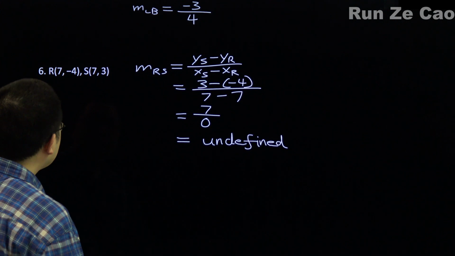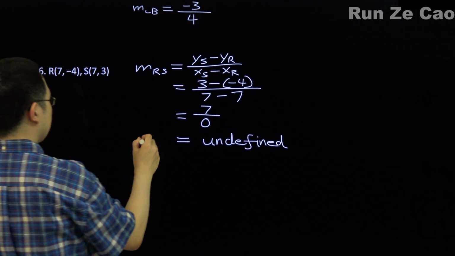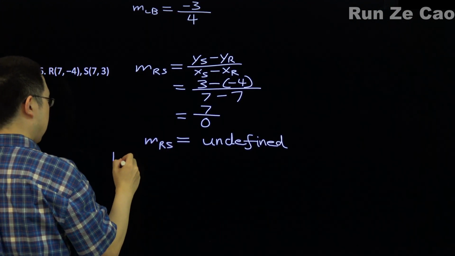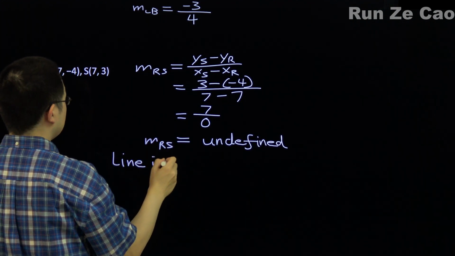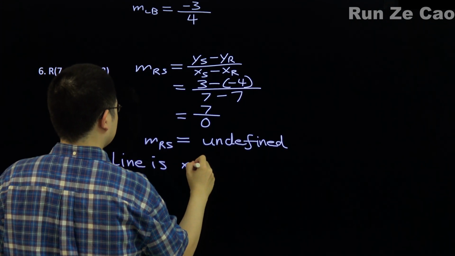Which means these 2 points, they're on a vertical line. The line is x equals 7.